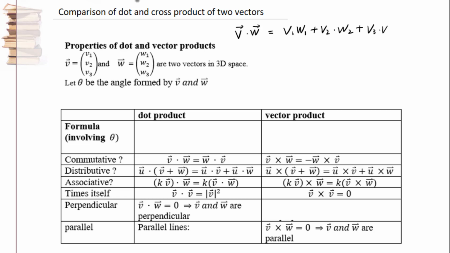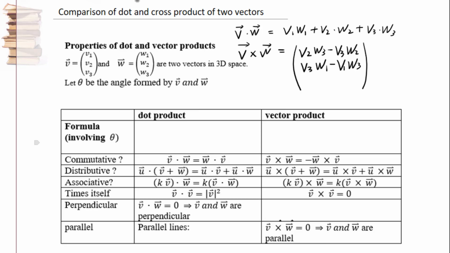v3 times w3. Vector v cross vector w equals (v2 w3 minus v3 w2, v3 w1 minus v1 w3, v1 w2 minus v2 w1).